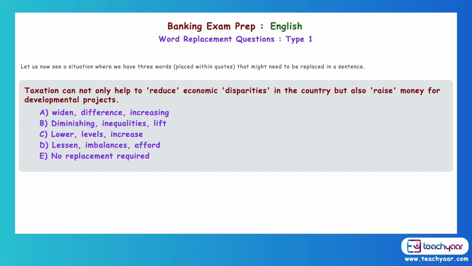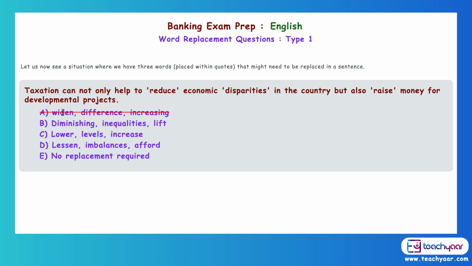Taxation can not only help to reduce economic disparities in the country, but also raise money for developmental projects. Now, three words: reduce, disparities, raise. Let's look for the options. So in the first case, we have to see reduce. Taxation can not only help to reduce. What is the first option? A. Widen. Reduce is to lessen something. Widen is to increase. So it is different. We delete option A. What is B?